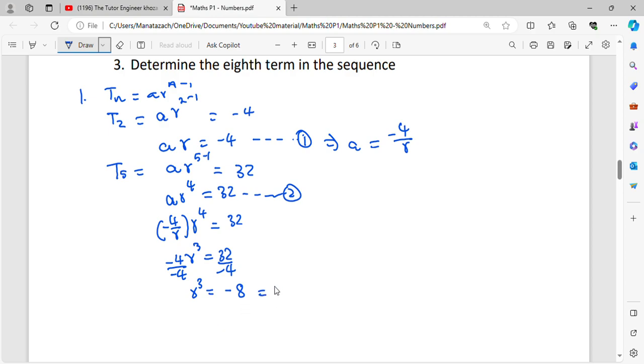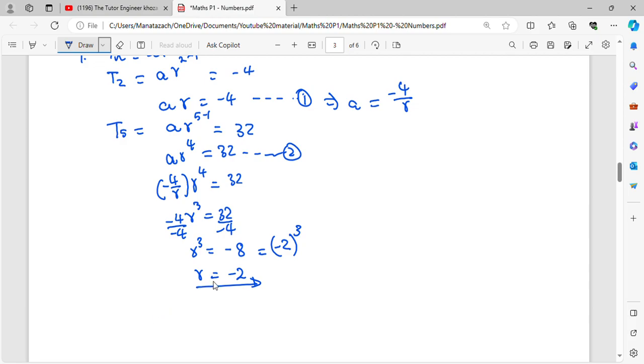Remember, we can rewrite -8 as -2 to the power 3. And then we can say therefore R is equal to -2. Now let's go to equation 1. Since you know that R is -2, you can just calculate for A. Then we'll get A is equal to 2.